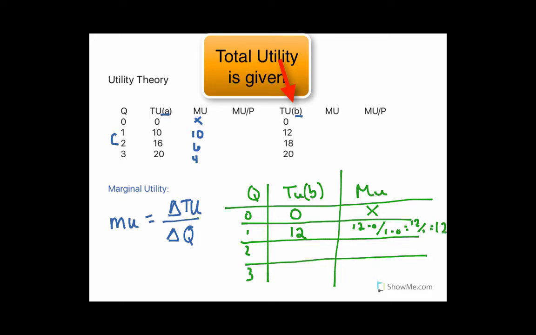At a quantity of 2 for B, we have a total utility of 18. So we do 18 minus 12 divided by 2 minus 1. So we get 6 divided by 1, which is 6. The last one, a quantity of 3, we have 20. So 20 minus 18 divided by 3 minus 2, which is 2 over 1, so 2. And again, we'll fill this in.